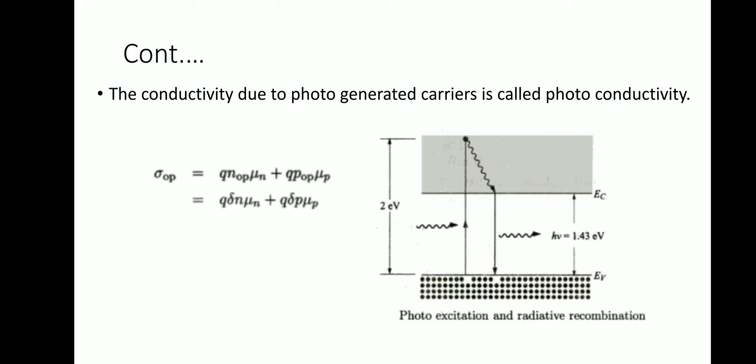Then from there they come back to the valence band itself. At that time they emit the energy in the form of photons. After coming back, the electron will recombine with the holes and they will neutralize. At the time of excitation, a vacancy is created in the valence band, and at the time of recombination that vacancy disappears, so the electrons and holes are neutralized. This is the way photo generation and photo recombination happen in semiconductors.